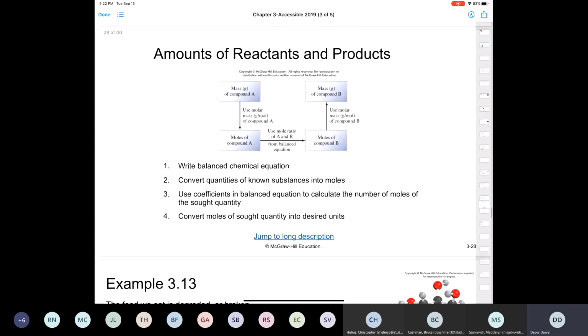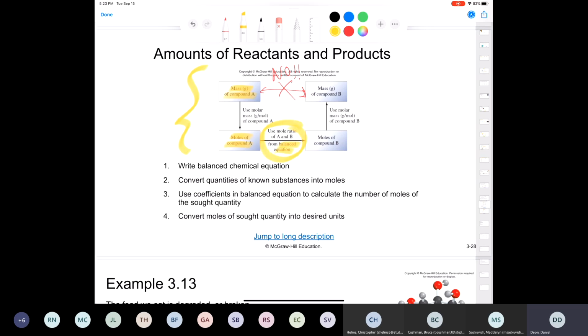And this is what I was telling you before. Any chemistry textbook on the planet Earth always has some iteration somewhere in the pages of this exact figure that's shown right here. All this figure is telling you is that you can't convert from mass of A to mass of B directly. Cannot be done. You always have to go from mass in grams to moles, then use a balanced equation to get to moles of B, and then you can convert to mass of B.